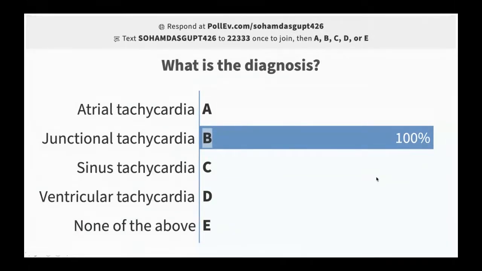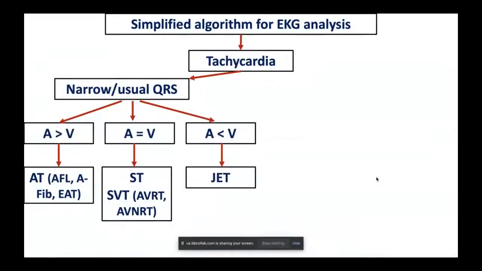All right, 100% with junctional tachycardia. We'll give this 5 more seconds. All right, I think everyone agrees this is JET. Perfect. Yep, this is junctional tachycardia.